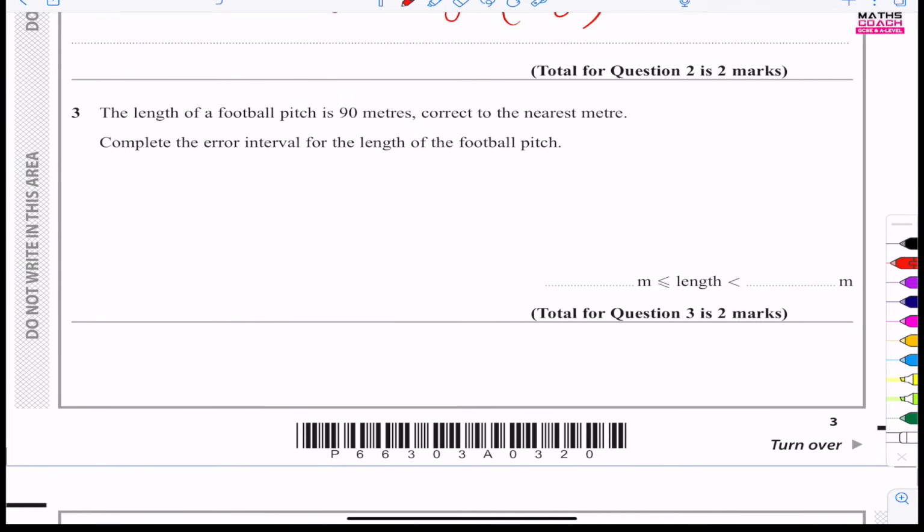Question 3. The length of a football pitch is 90 meters, correct to the nearest meter. Complete the error interval for the length of the football pitch. So it's been rounded to the nearest meter. So the lower bound is going to be 89.5 and the upper bound is going to be 90.5.